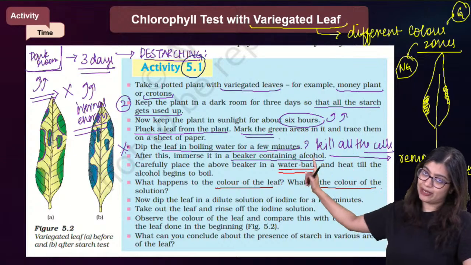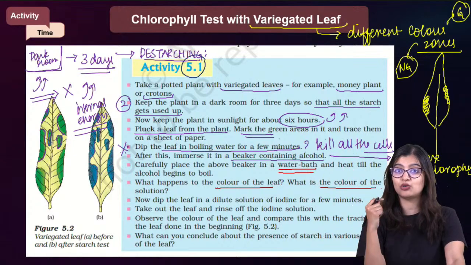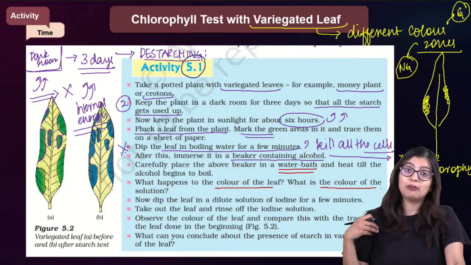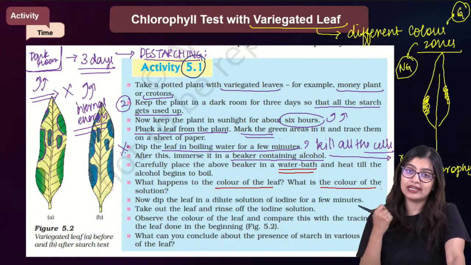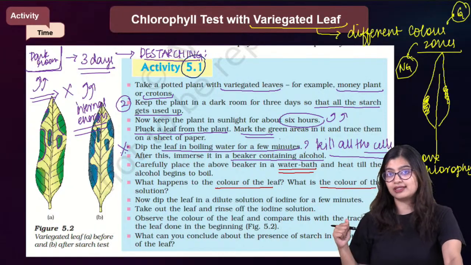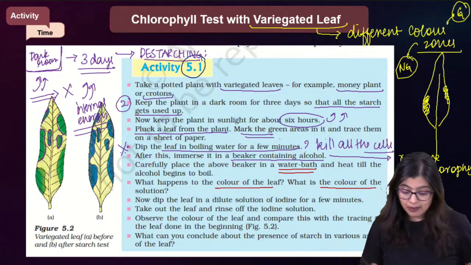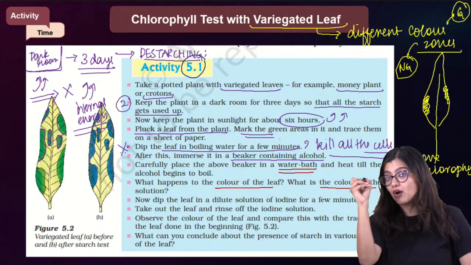Now they can ask you questions. I have a question for you where they'll ask you, what is a variegated leaf? Why are we boiling it in water? Why are we boiling it in alcohol? What is the end result? What are we testing for? Which is why I am making you write it all down next to each other.